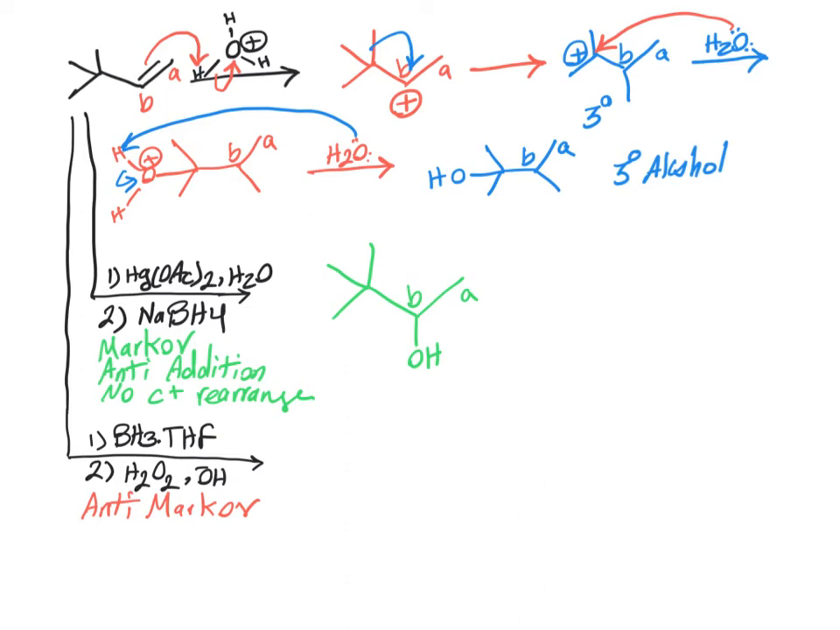We also know that this is a syn addition, which means that OH and H will add to the same side of the double bond, and there is no rearrangement because there is no carbocation. So we draw the molecule again. This is carbon A, this is carbon B. We add OH nucleophile to carbon A, the carbon with more hydrogens, and hydrogen will add to carbon B.